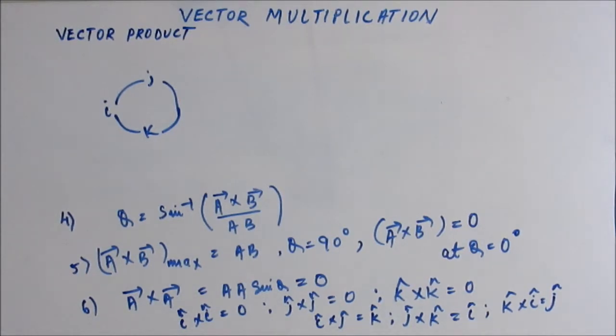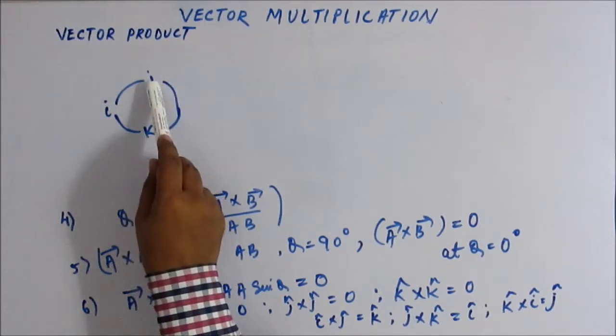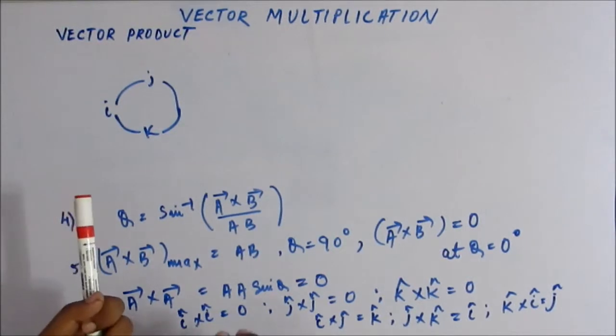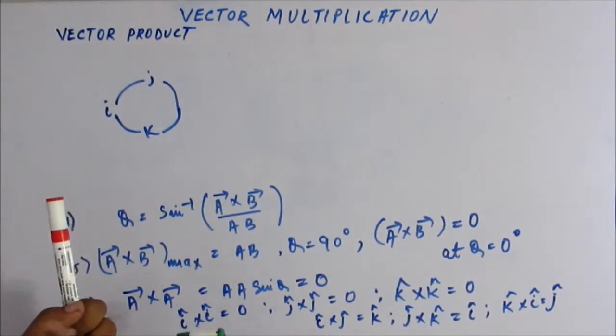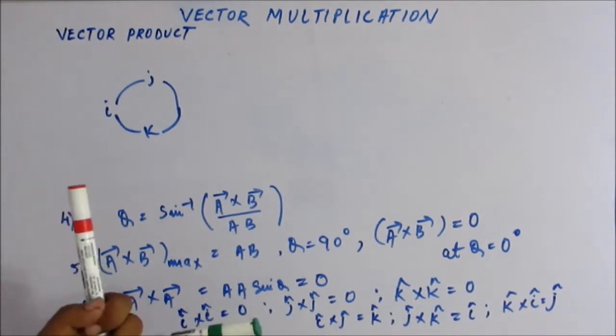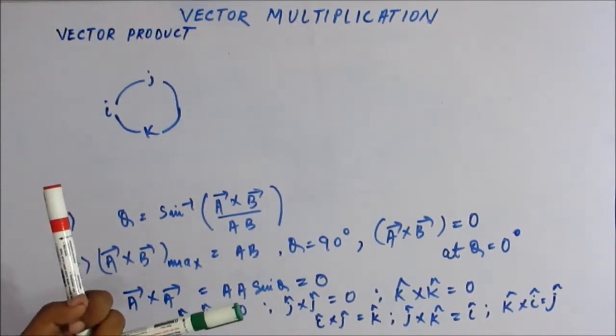Now if you reverse it, if you're not doing i cross j, you're going in the reverse order. You're going from j to i, j cross i. Now let's see what is j cross i. This is j and this is i. If you're going from j to i, then it is in the negative direction of the z axis. So it is minus k.